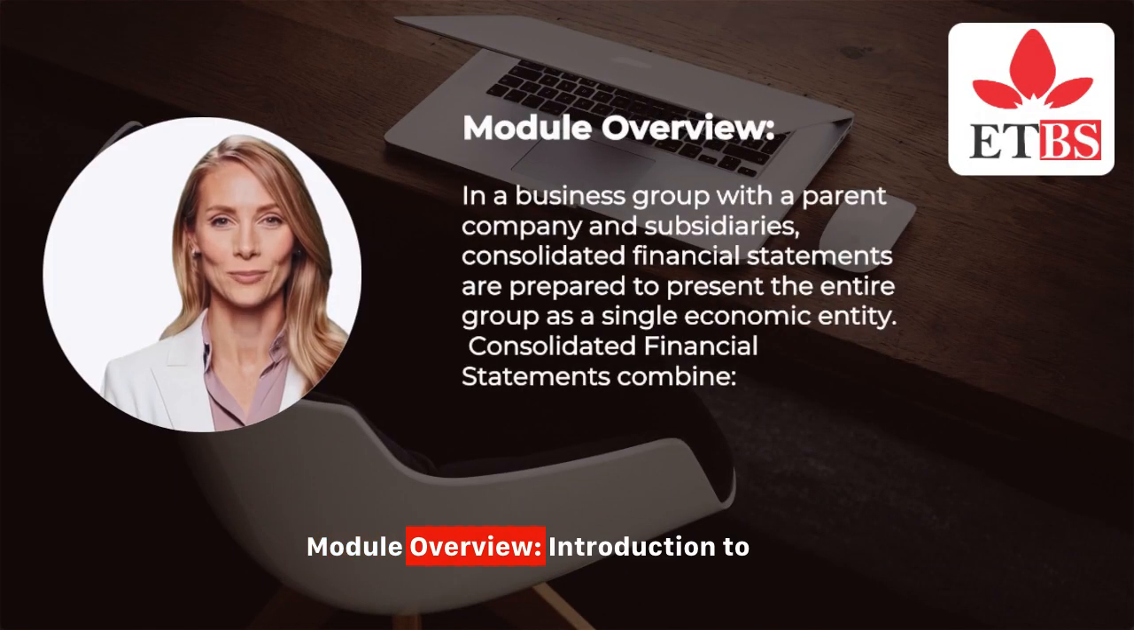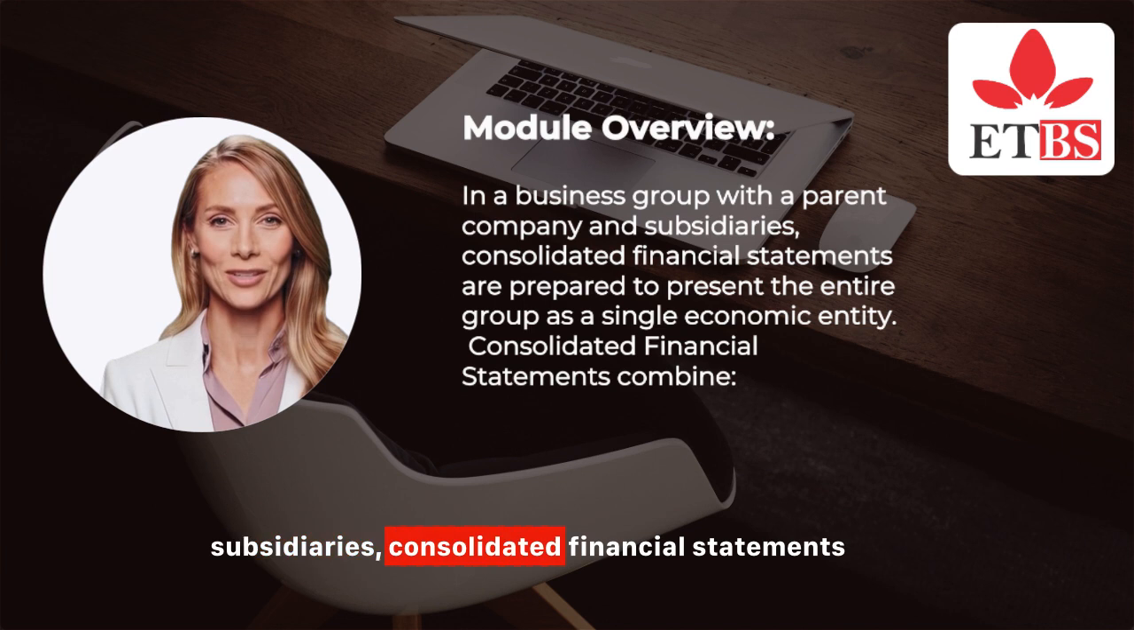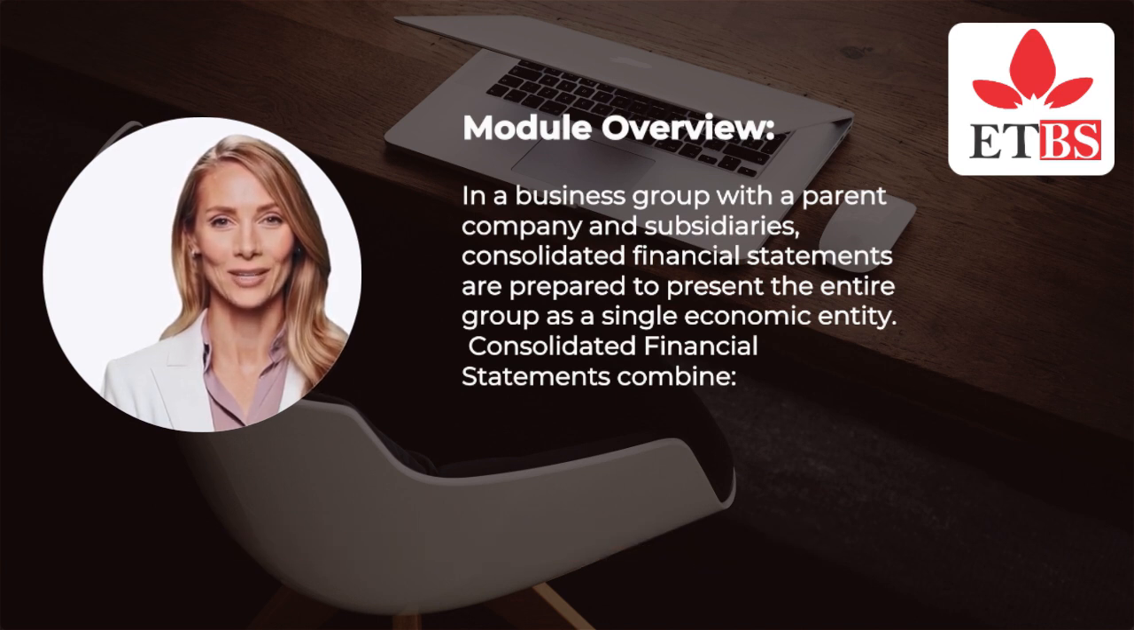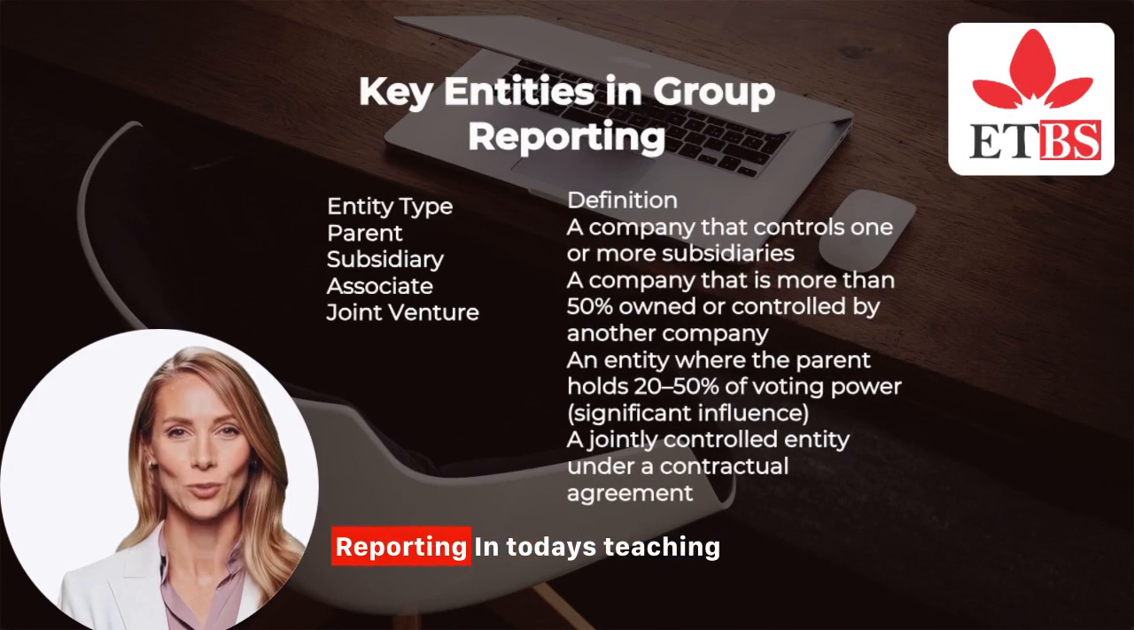Module Overview. Introduction to Group Financial Reporting. In a business group with a parent company and subsidiaries, consolidated financial statements are prepared to present the entire group as a single economic entity. Consolidated financial statements combine assets, liabilities, equity, income, and expenses of the parent and its subsidiaries. This provides a clearer picture to investors, regulators, and creditors by showing the true scale and performance of the entire group.